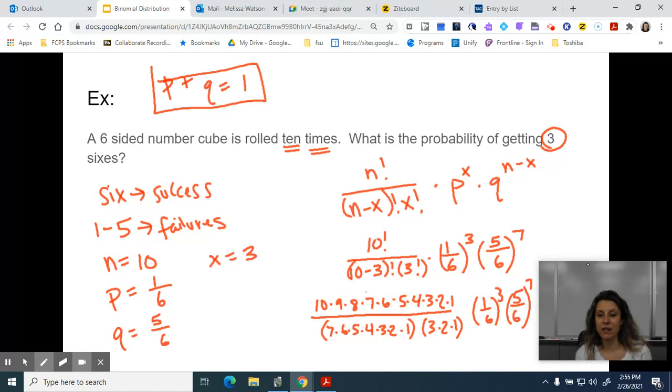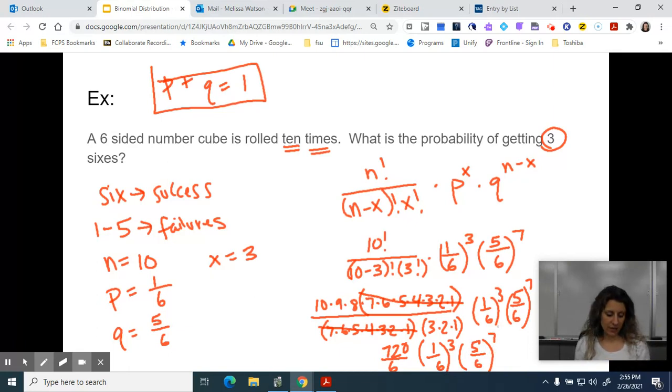Okay, again, a lot of these numbers will cancel out. That's 7 down to 1. I could cancel. 3 times 2 times 1 is 6. And 10 times 9 times 8. 90 times 8, 720. Okay, so there's a lot more arrangements here than the last time. What is 720 divided by 6? We have 120 different arrangements. Whew, I would not want to do that by hand. We're going to multiply that 120 by the probability of 1/6 to the 3rd times 5/6 to the 7th.